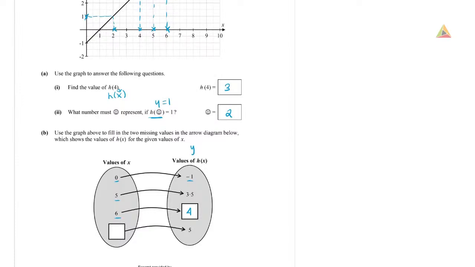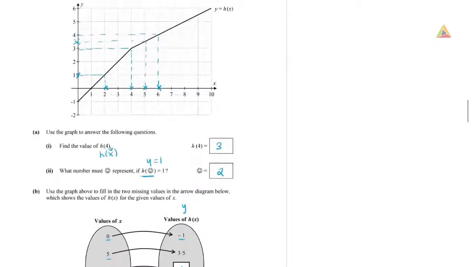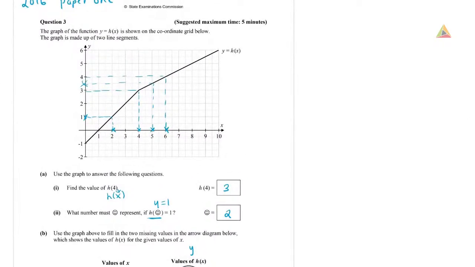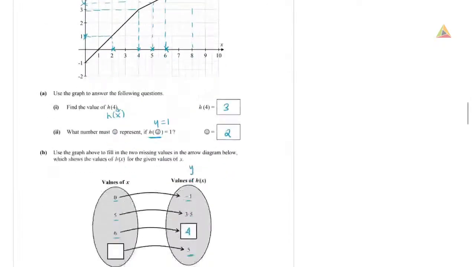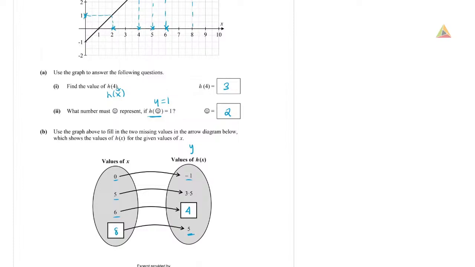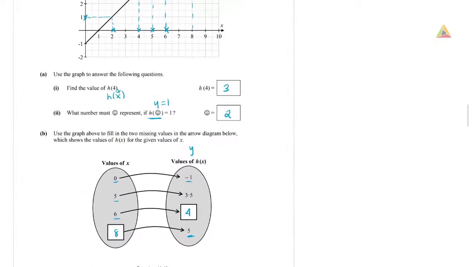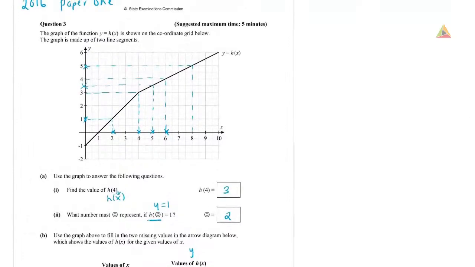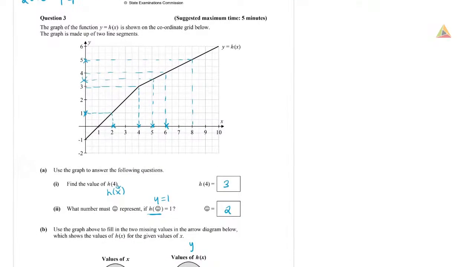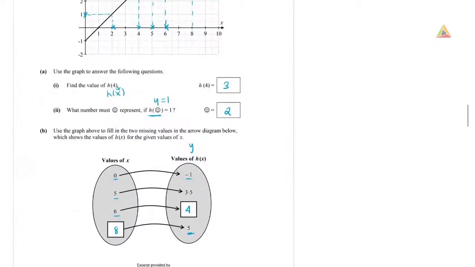Then we have a y value of 5, so we have to get the corresponding x value. So let's go to where y is 5. So y is 5 here. We're going to come across and see where it hits the line segment, and we're going to go down, and it's at the point 8 on the x-axis. So this value here is 8. So that's that question. Again, it's straightforward enough. Just make sure you look correctly at what the question is asking you, whether it's looking for x or y.